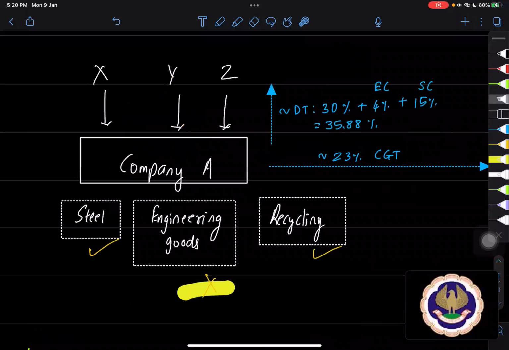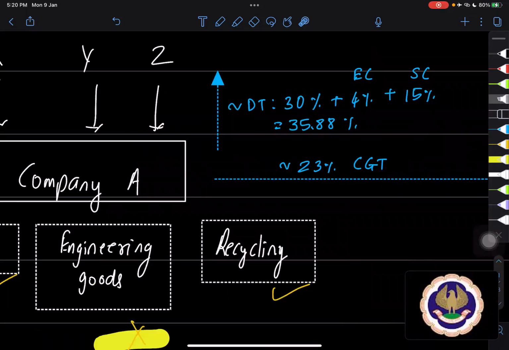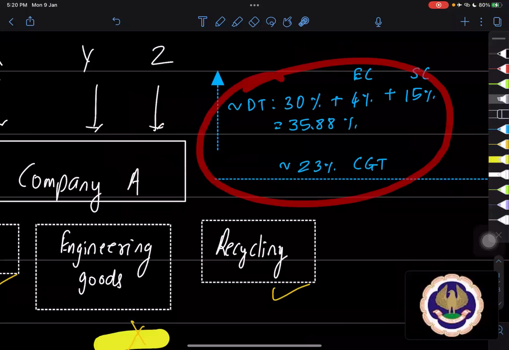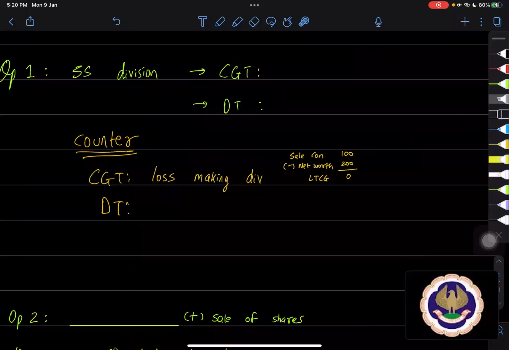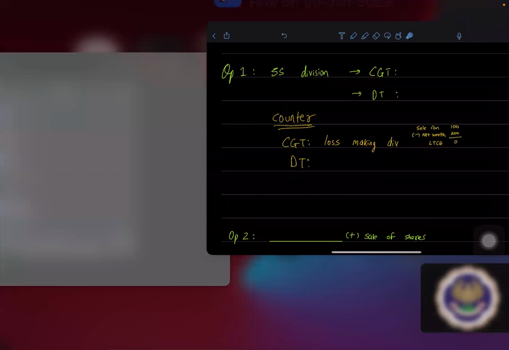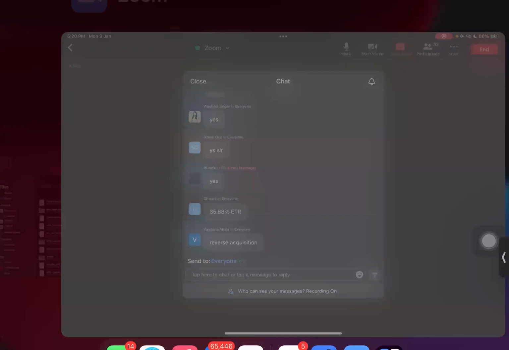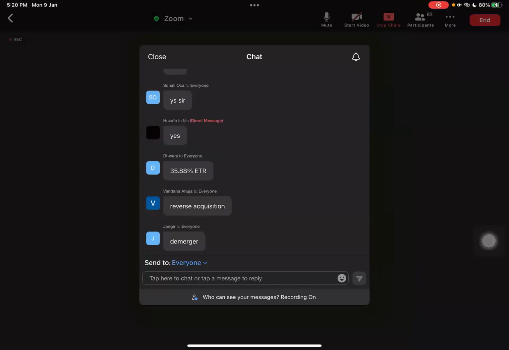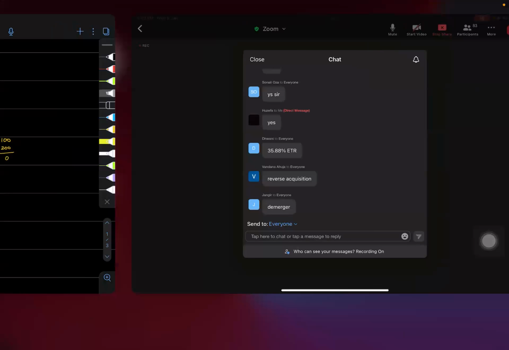And the tax burden is very high, right? So we go to another strategy. Can anybody suggest what other strategies can be? Reverse acquisition, anything else? The answers were already provided: the demerger. Perfect, right? So we are looking at a possibility of demerger.